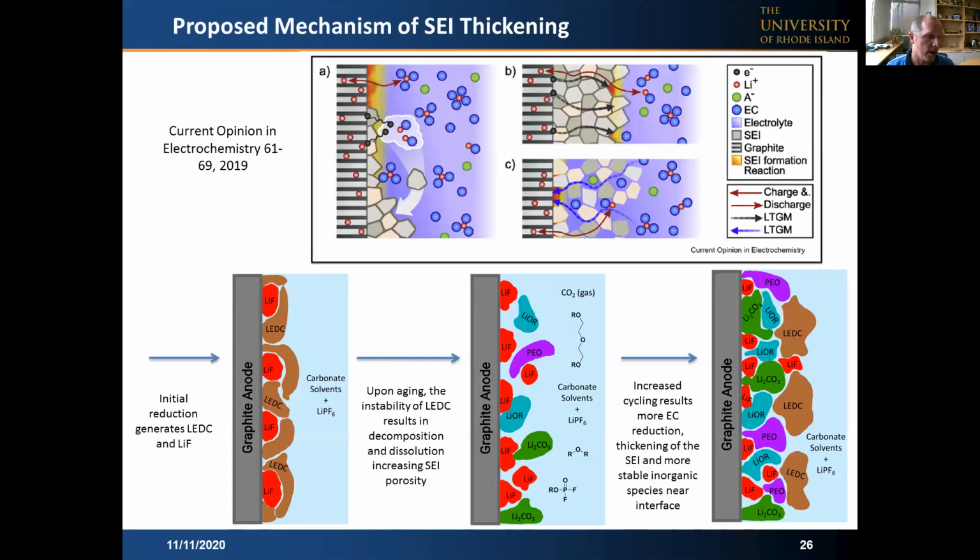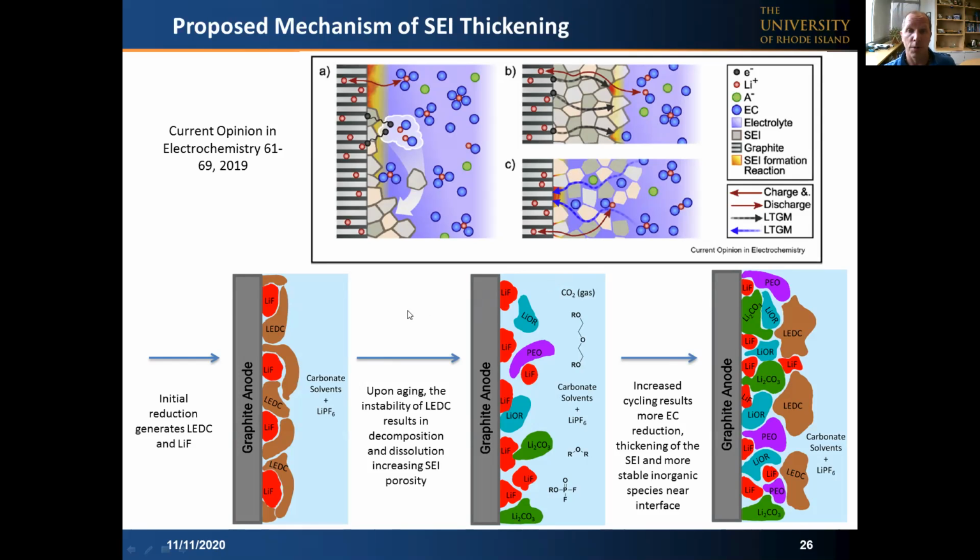Now, with this in mind, we try and go back and we propose a mechanism for the overall SEI thickening. So last year, there was a manuscript published in Current Opinion in Electrochemistry where they proposed two models for the thickening of the SEI. First off, there's electron tunneling through the SEI to cause reduction of more electrolyte species. And the other one was that the SEI that's initially generated is still somewhat porous, which allows some of the electrolyte to diffuse into the surface and get reduced and therefore thicken the SEI.